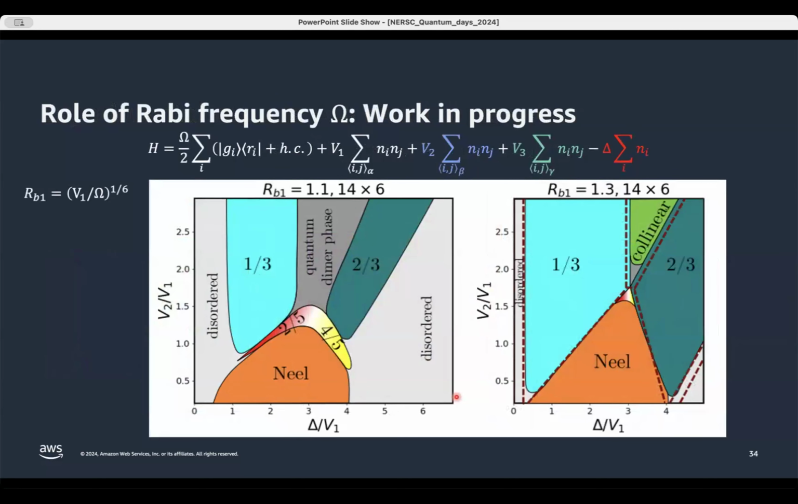Okay, so yeah, this is work in progress. So basically, I told you that when omega is non-zero, you see this quantum fluctuation induced phase, which is 2/5 and 4/5 there. And I want to show that if you make omega smaller, corresponding to RB1 defined here to be bigger, then you should have a smaller region of these two phases, and gradually you should recover the classical phase, namely the collinear phase. The collinear phase is different from the Ising dimer phase that I introduced in the first slides. And we're trying to confirm this experimentally, so it's still work in progress.